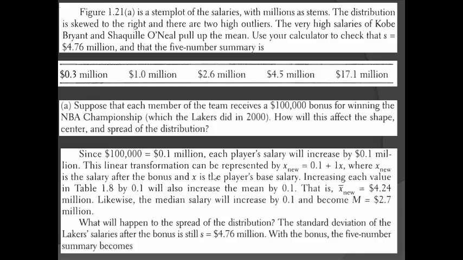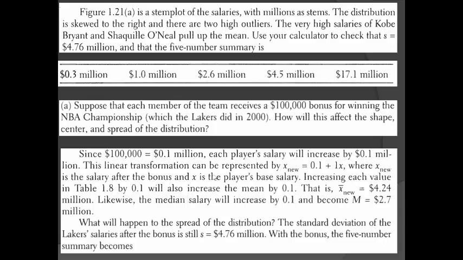Take that 4.5 million, which is your Q3, and subtract your Q1, or 1 million. That's going to give you a 3.5 million IQR. Now multiply that times 1.5. I think you're going to come out with 5.25 million. Now add that on to your 4.5 million, your upper end, and that's going to give you 9.75 million. So both Kobe and Shaq are outliers in this particular case.